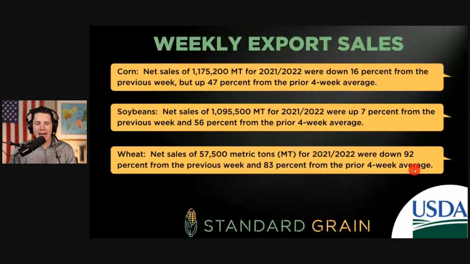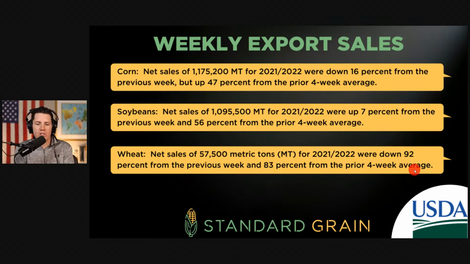Now, we did have our weekly export sales report released yesterday. Old crop corn sales to all destinations of 1.17 million were down 16% on the week, still up 47% from the prior 4-week average. Old crop wheat sales were absolutely terrible, just 57,000. They were down 92% on the week, down 83% from the prior 4-week average. Old crop soybean sales just over 1 million. That was up 7% on the week, up 56% from the prior 4-week average.